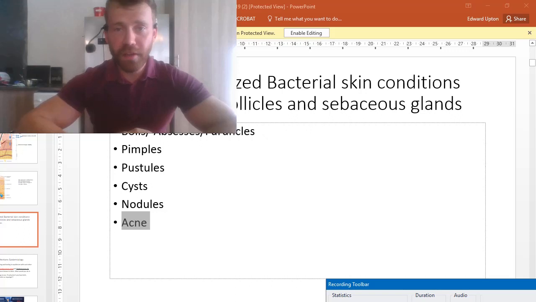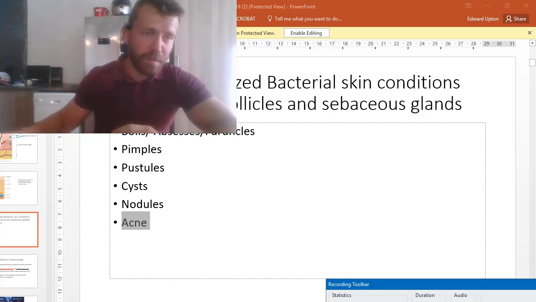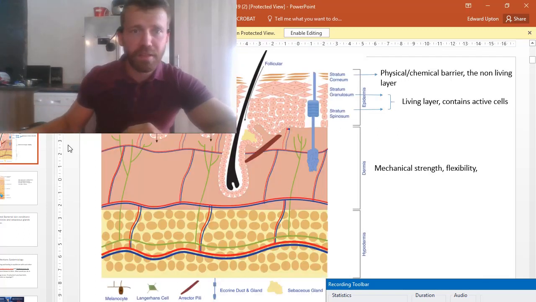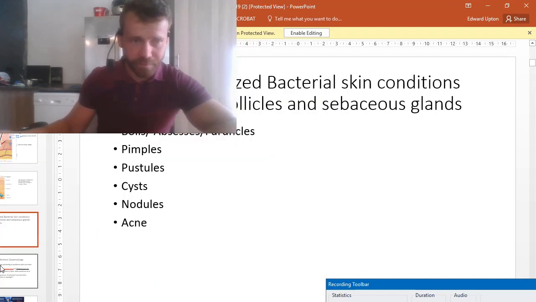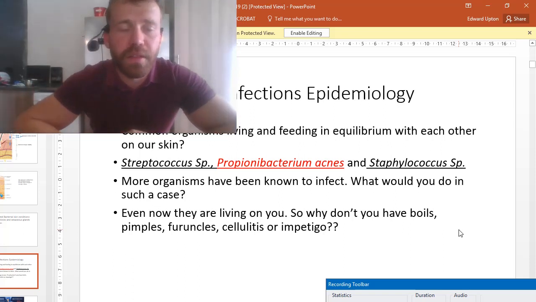So, localized bacterial skin infections affecting hair follicles and sebaceous glands. If you remember correctly, if you just really look at this, we're talking about infections that are basically affecting our little follicle here, these sebaceous glands. Actually, the reason why a bunch of bacteria affect this area is because of the sebaceous gland, because it's so nutritious. So, the most common organisms actually, I'm going about this the wrong way.